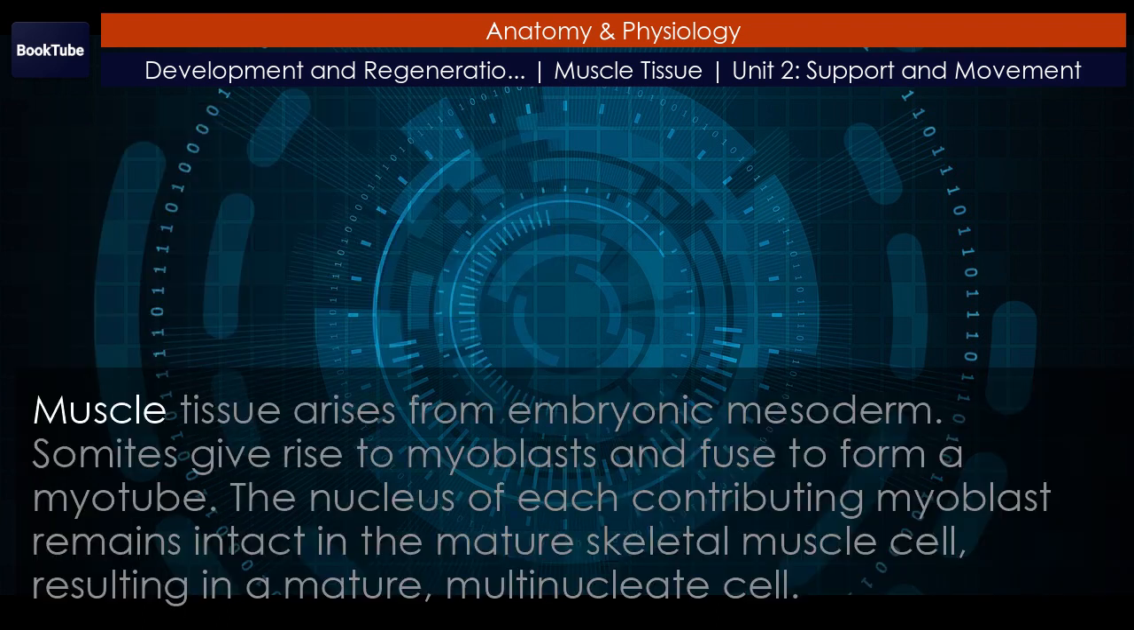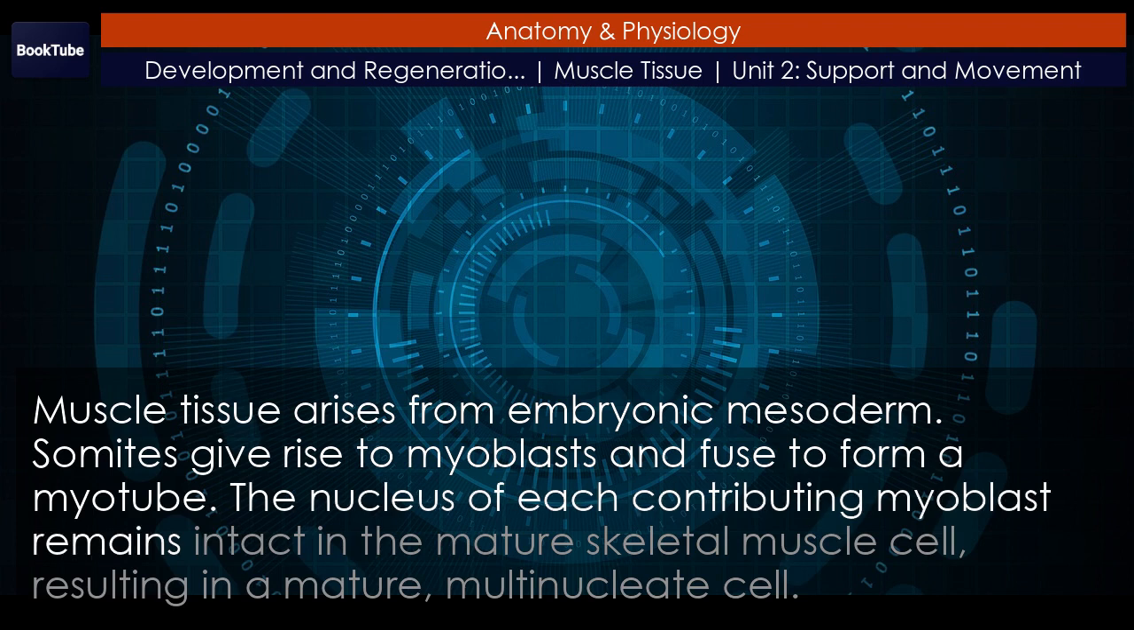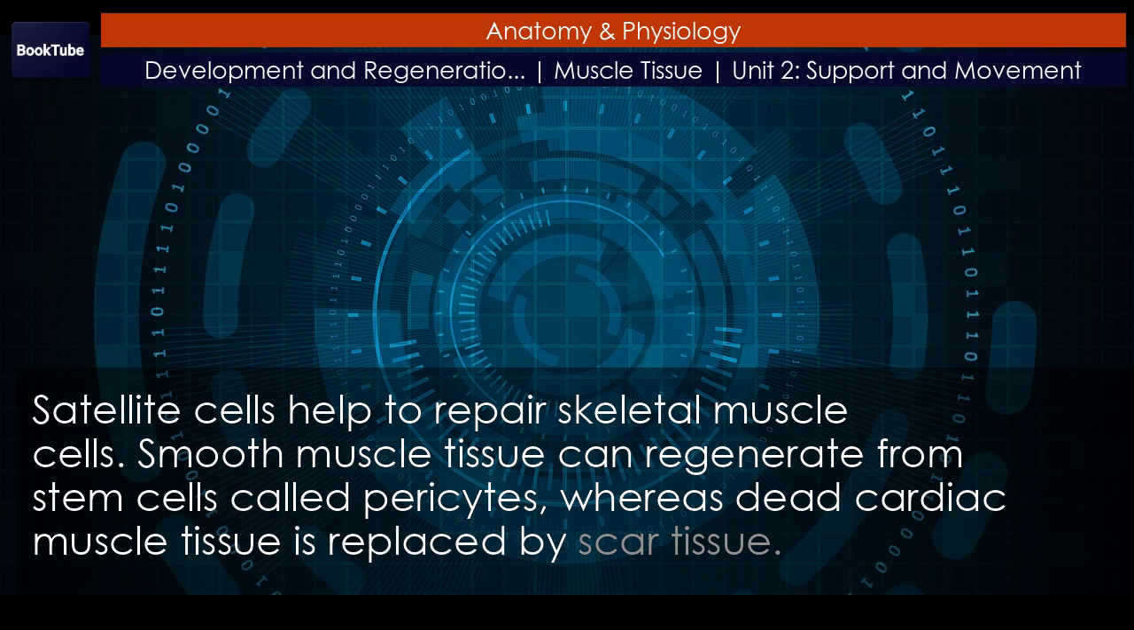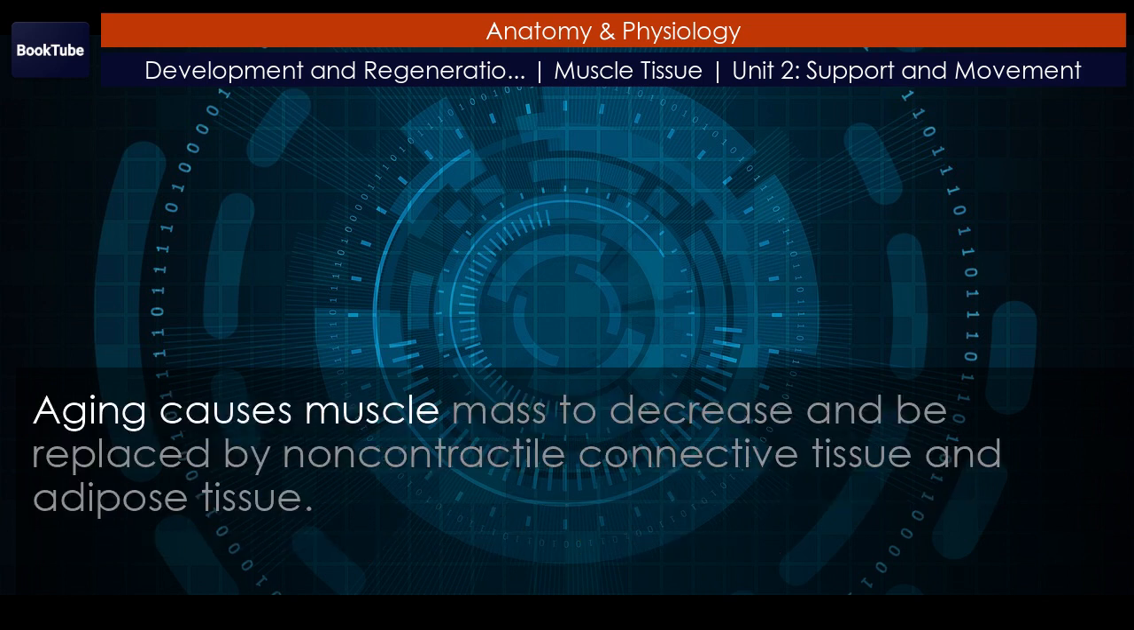Chapter review. Muscle tissue arises from embryonic mesoderm. Somites give rise to myoblasts and fuse to form a myotube. The nucleus of each contributing myoblast remains intact in the mature skeletal muscle cell, resulting in a mature, multinucleate cell. Satellite cells help to repair skeletal muscle cells. Smooth muscle tissue can regenerate from stem cells called pericytes, whereas dead cardiac muscle tissue is replaced by scar tissue. Aging causes muscle mass to decrease and be replaced by noncontractile connective tissue and adipose tissue.